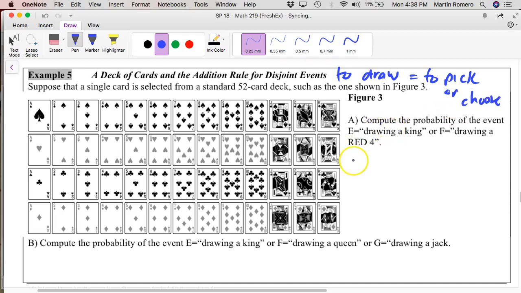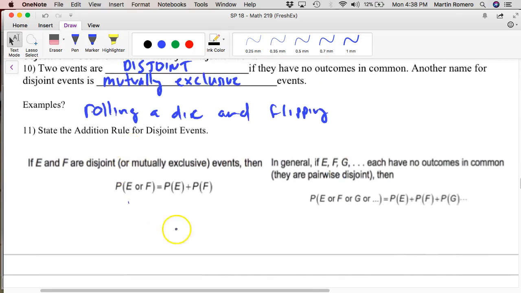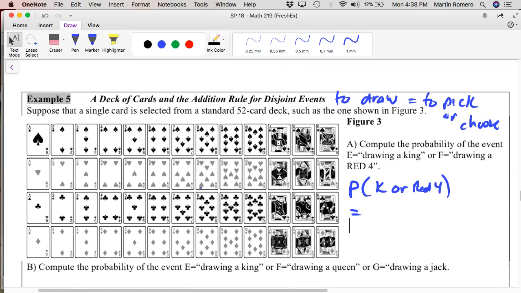So what's the probability of drawing a king or drawing a red 4? In this case, going back to our formula above, it's just the sum of those two probabilities separately, because these are disjoint events. Drawing a king and a red 4 are not common outcomes. And so this is really the probability of drawing a king plus the probability of a red 4.